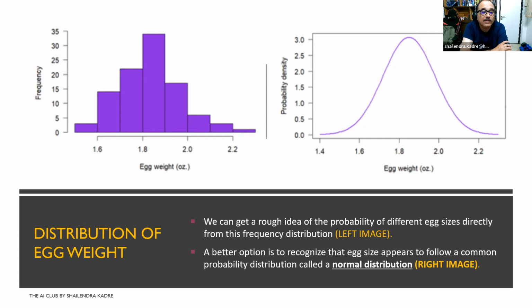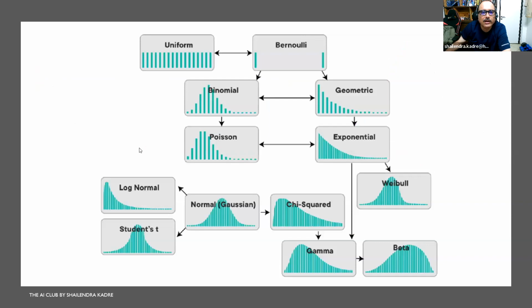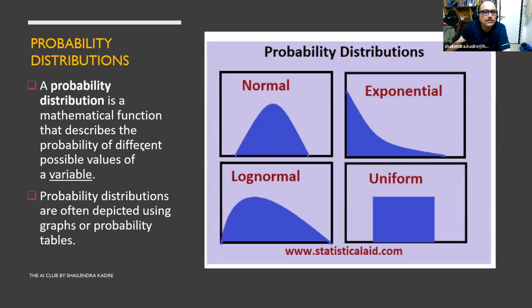So normal distribution is a wonder in statistics, a vast number of naturally occurring phenomena are following normal distribution. Okay. So now you got the idea of what a probability distribution is.